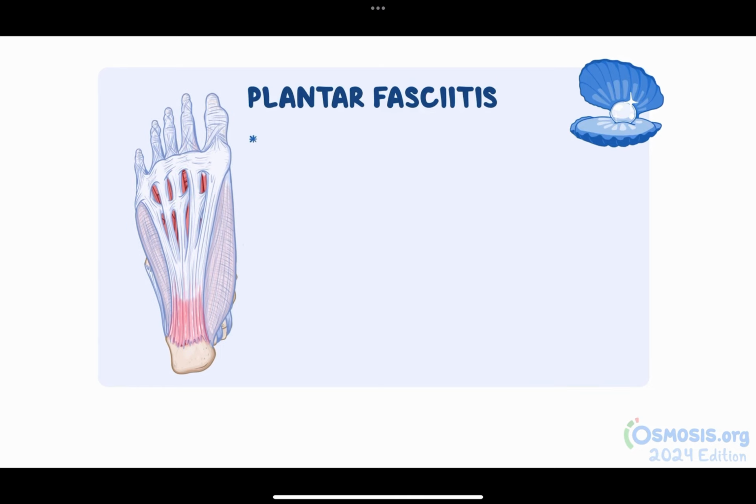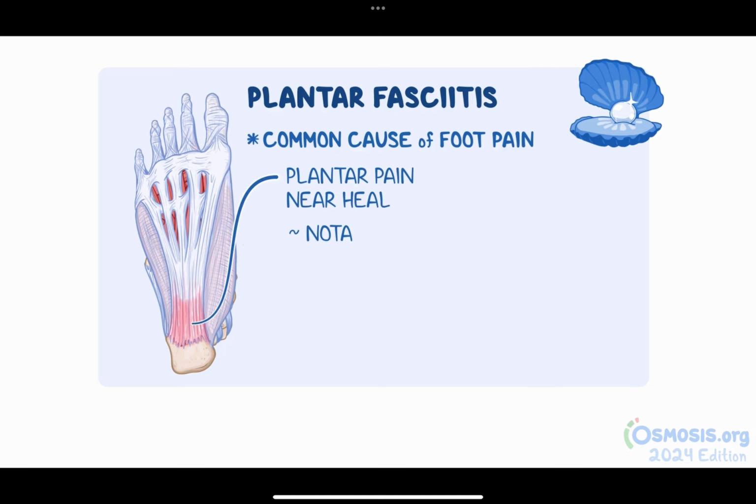Here's another clinical pearl. Plantar fasciitis is a very common cause of foot pain. Patients with this condition tend to complain of plantar pain near the heel, most notably with the first few steps after a period of non-weight bearing.